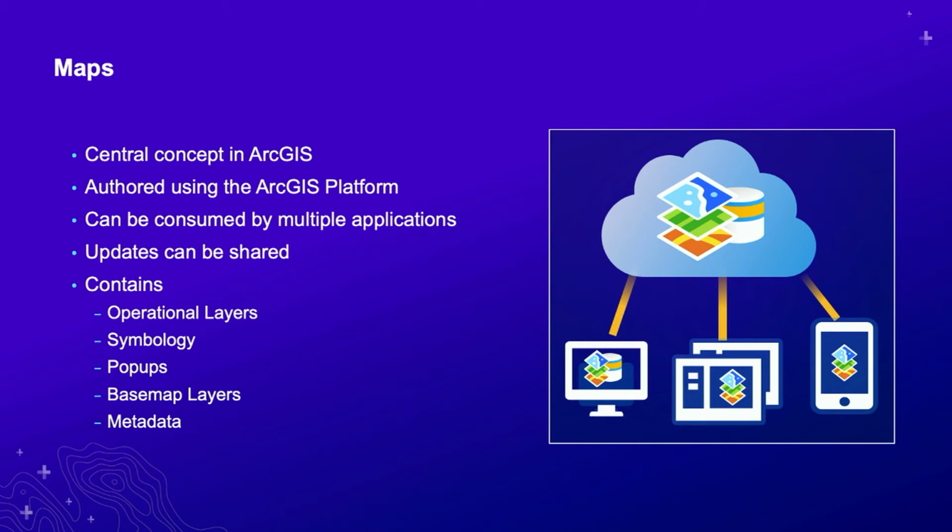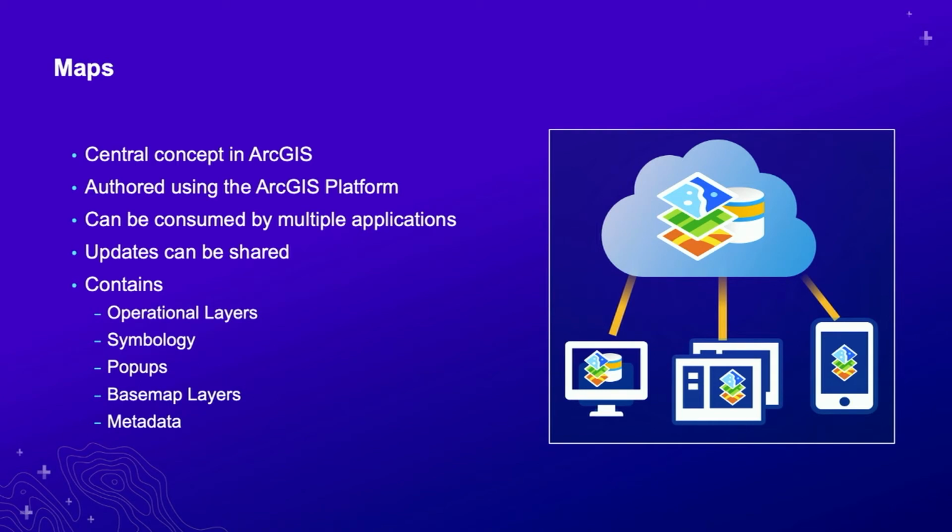Now, having said that, if you want to, you can work directly with individual services. There's nothing to stop you doing that. The API supports it. But a lot of the time, working with maps will greatly simplify your developer experience. But maps can contain operational layers with all the symbology and the pop-up definitions. They contain your base map layers. They contain some metadata about the map.